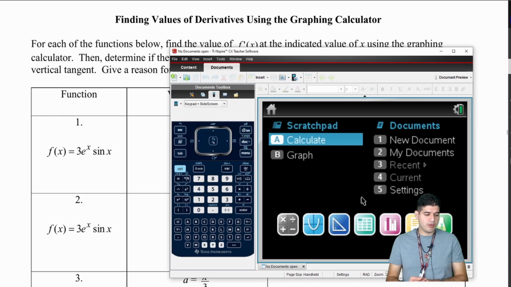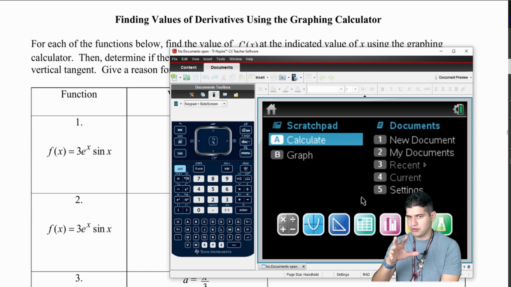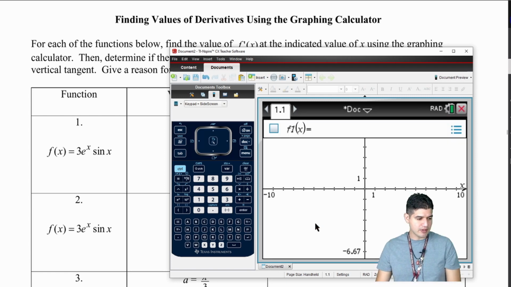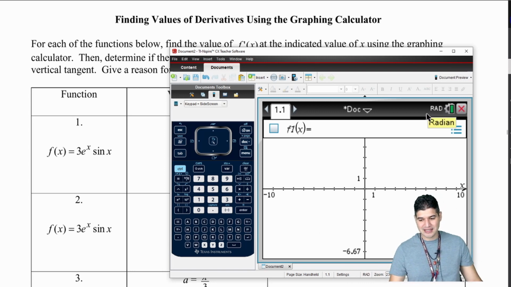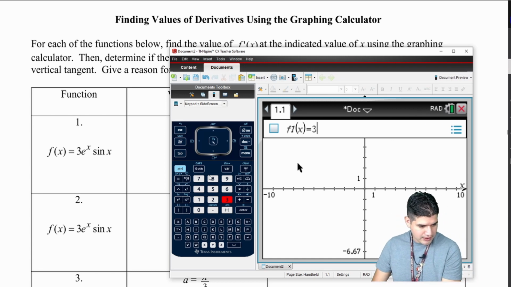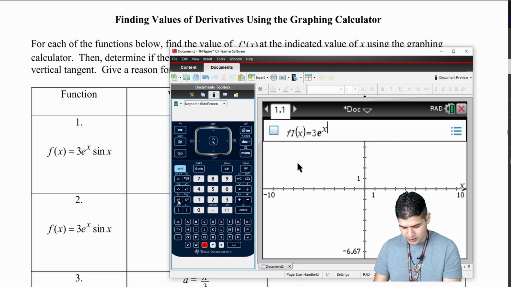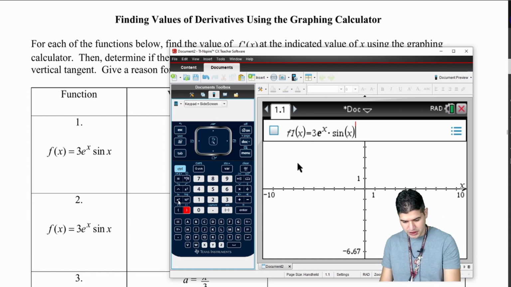So in our first problem, we've got our graph here, and we've got our calculator here. You can go to the scratch pad and do graph if you're comfortable with that. I like to just make a completely new document and go from there. One of the first things that you're going to want to check anytime there's trig involved, especially, is that your calculator is in radian mode. Okay, so let's type in our function. We've got 3 times e to the x times sine of x. All right, there we go. And we're in radian mode, so we're good to go.